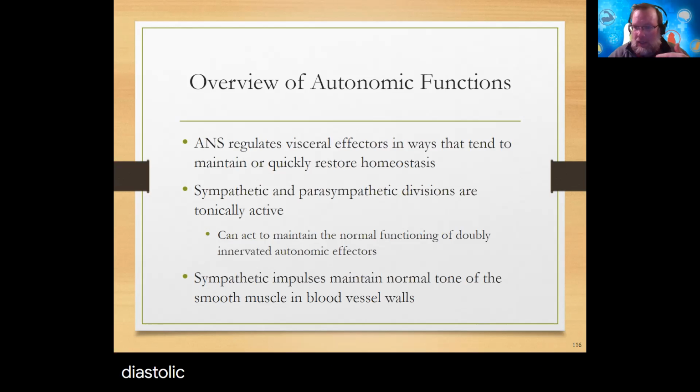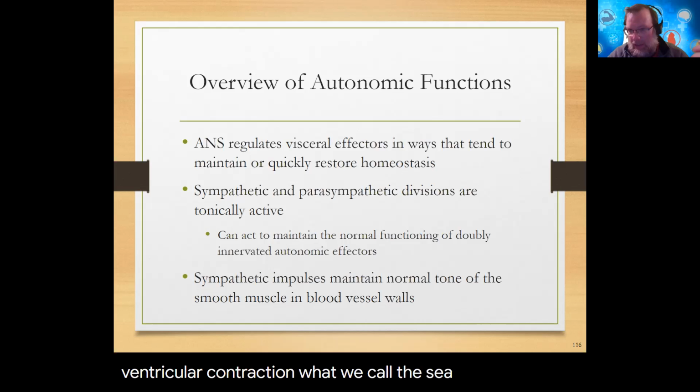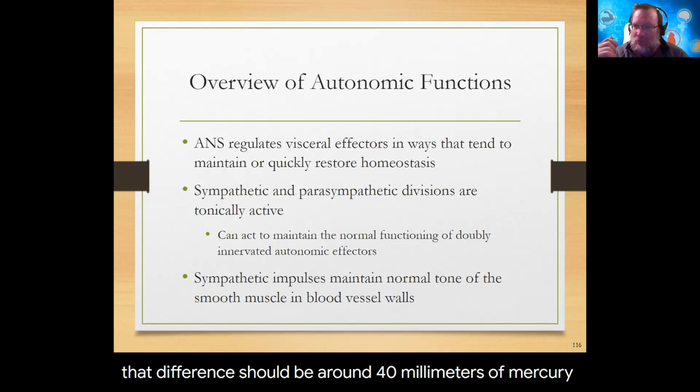systolic and diastolic, or the difference between the resting pressure, the bottom number, the diastolic, and then the actual ventricular contraction, the pressure after a ventricular contraction, what we call the systolic number. So that difference should be around 40 millimeters of mercury of pressure.